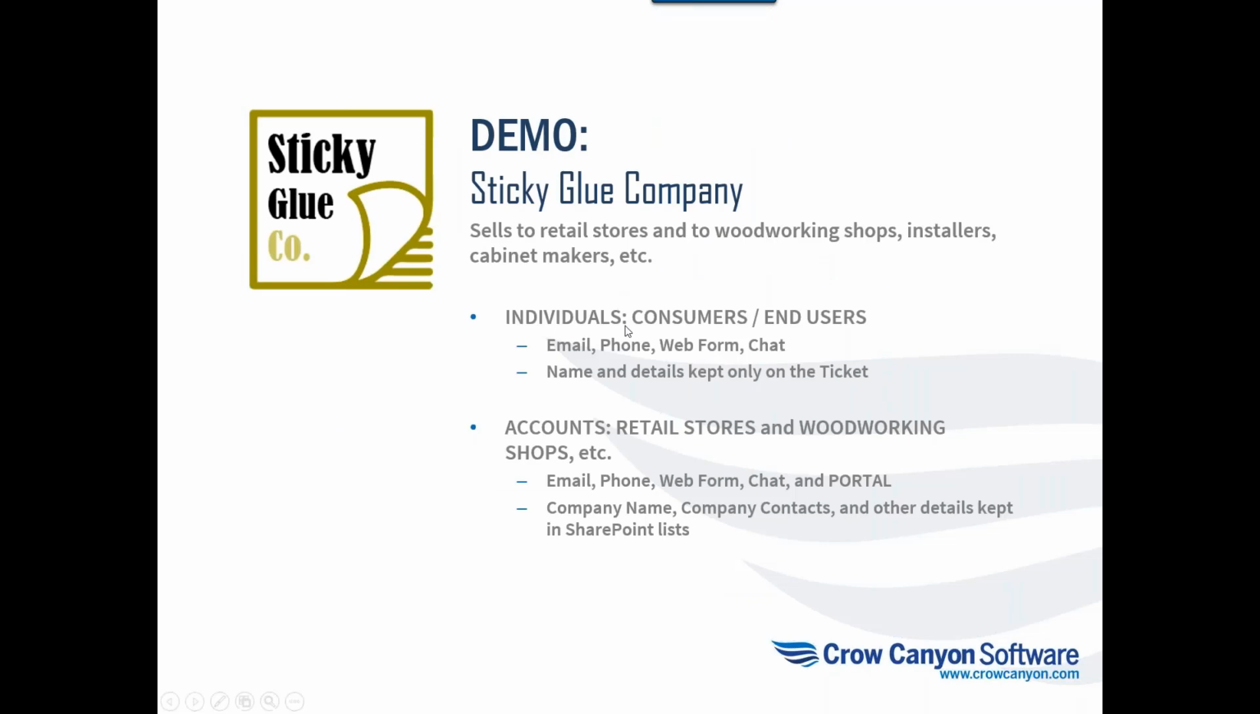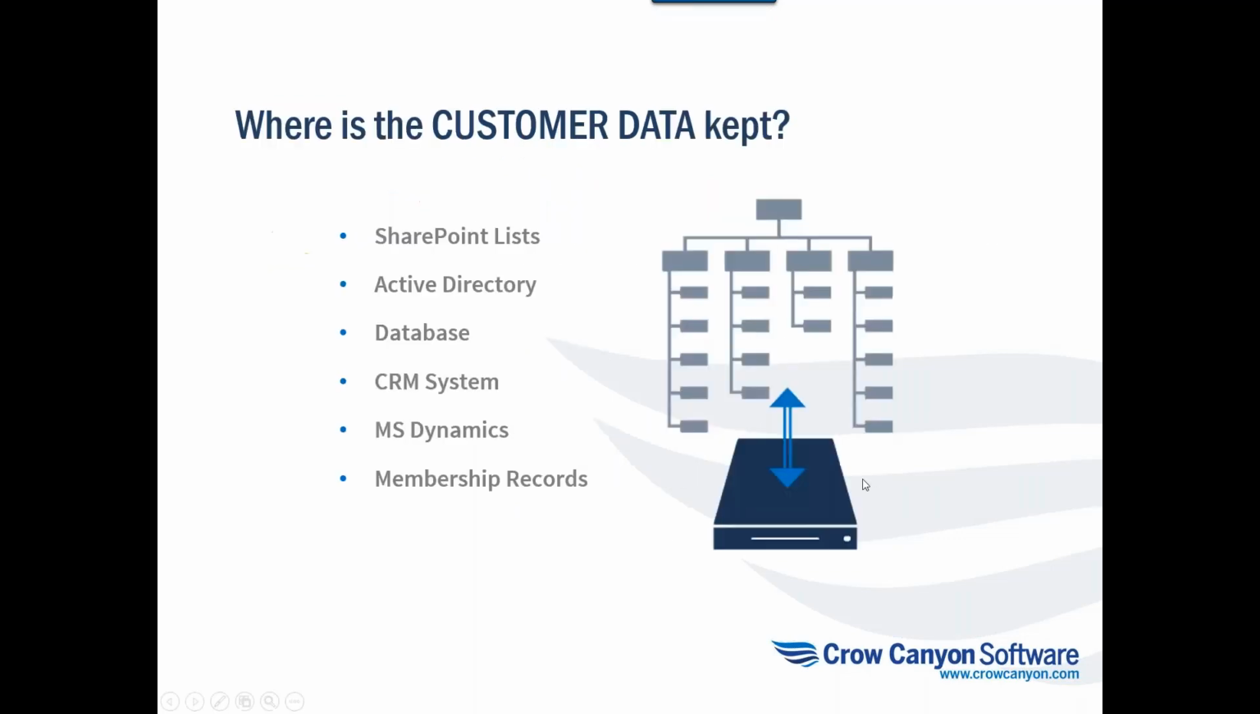Okay, let me go back to this slide because I meant to point something else out here, sorry. When individuals contact the company, they can use email, phone, web form, or chat, and the name and details are kept only on the ticket. Somebody can send an email, somebody can call up, somebody can use a web form or chat. The accounts and retail stores can do the same thing, but also we have this portal.